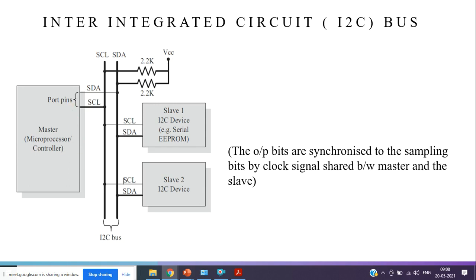So this is the block diagram, or pictorial representation, of the I2C protocol, which mainly comprises two bus lines. One is SCL and the other one is SDA. These two are very important bus lines.